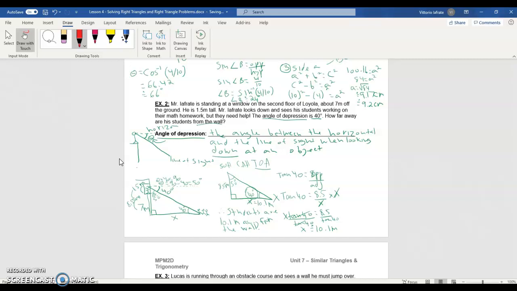So let's say we decide to focus on angle 50 instead. Angle 50. How does x relate to 50? Well, x relates to 50 in that it's the opposite side.